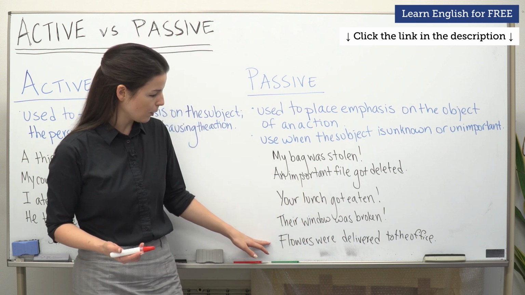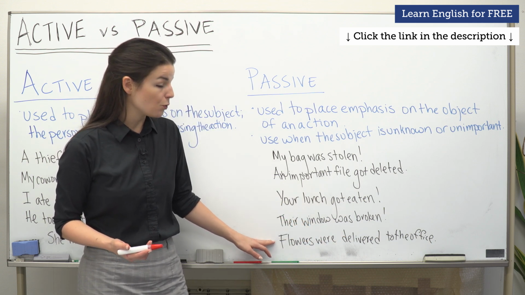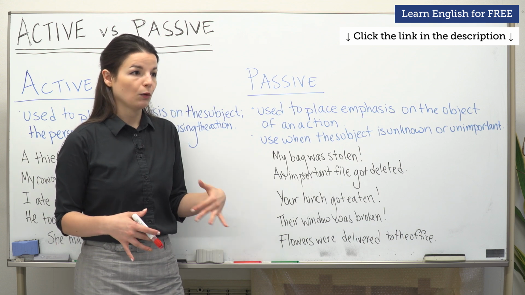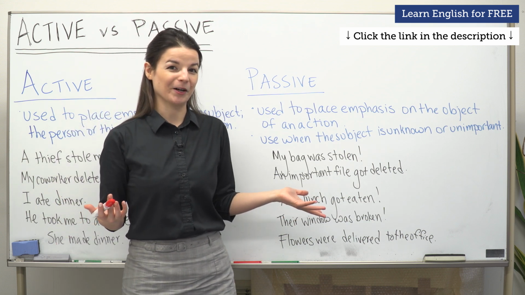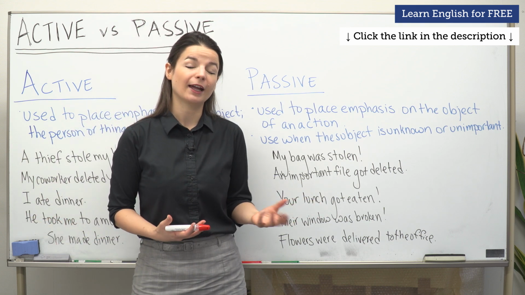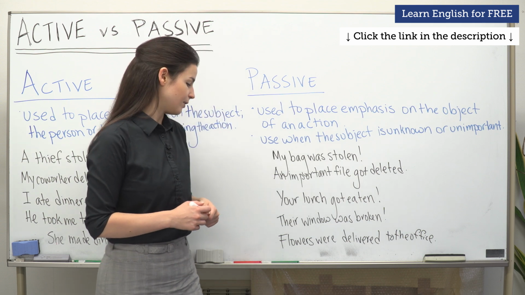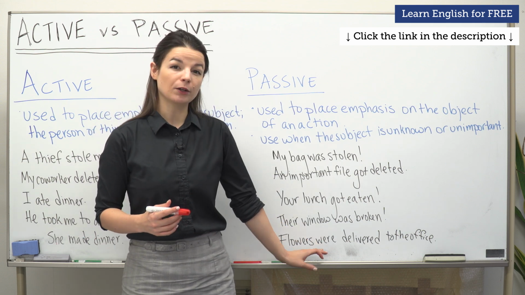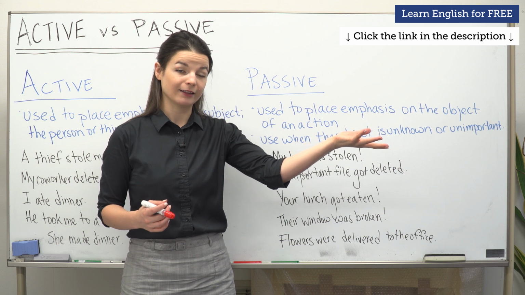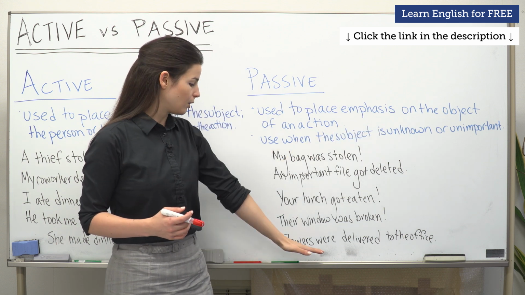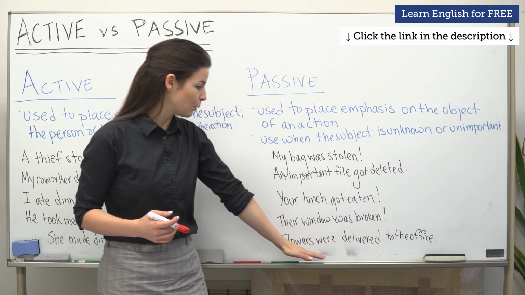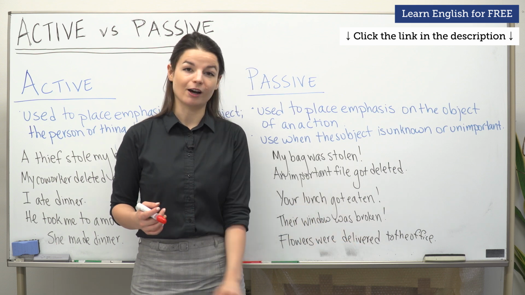Finally, let's look at one more. Flowers were delivered to the office. In this sentence, we don't know where the flowers came from, who ordered the flowers. We don't know any information about the situation, but we simply want to report something we saw at the office, for example. We can use the passive tense to do that. Flowers were delivered to the office.